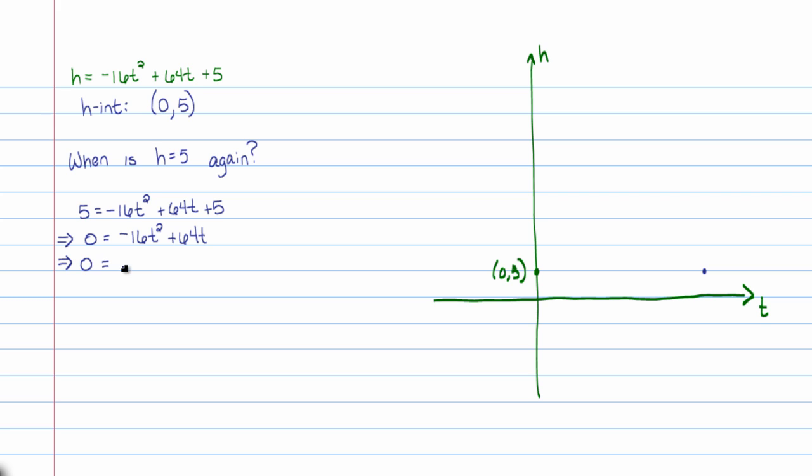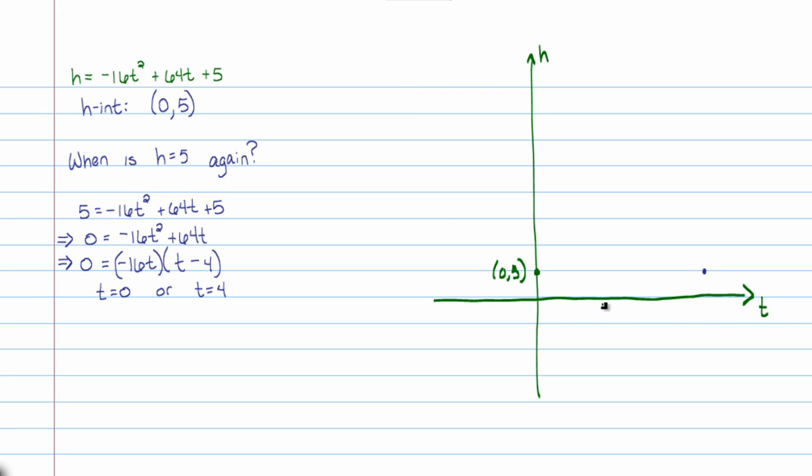So I'll factor that out. In fact, a negative 16t I can even factor out. I'll be left with a t minus 4. So therefore, I have two objects multiplying to become 0, means either the first one is 0 or the second one is 0. In other words, the height is 5 again when t is equal to either 0 or t is equal to 4. And we already have it labeled for t equals 0.